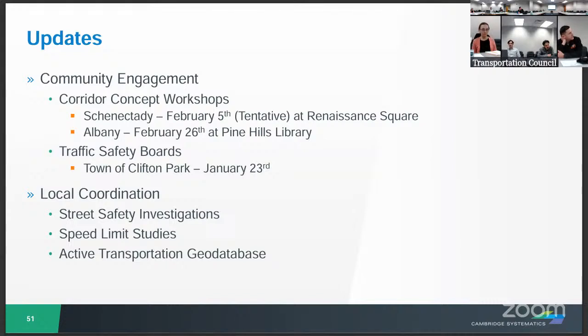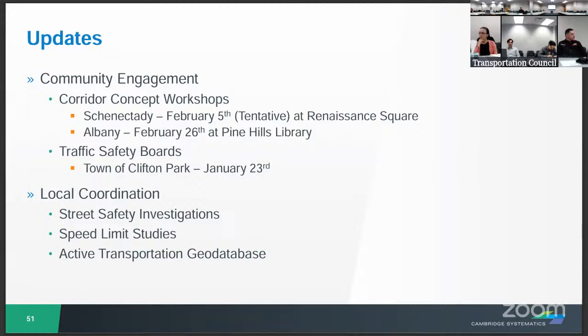Some updates of what's happening right now. We will have 2 more community concept workshops coming up. Since we finished this up, we are no longer tentative for February 5th in Schenectady and February 26th in Albany. So invites, press releases, all of that should be coming out very soon. We are talking with the traffic safety board in the town of Clifton Park. So if there are any other traffic safety boards or other stakeholder groups that we haven't met with yet, please let us know.